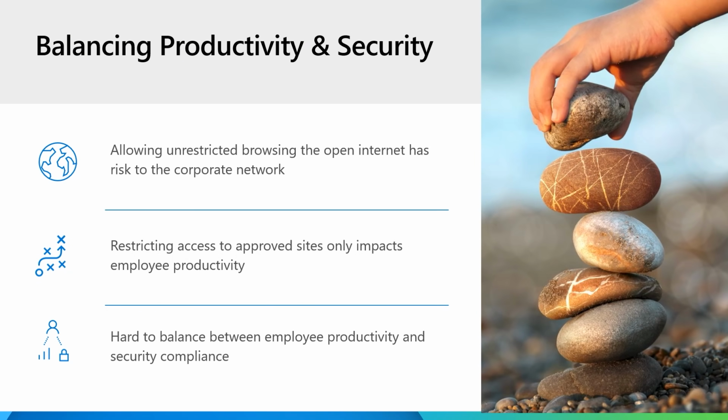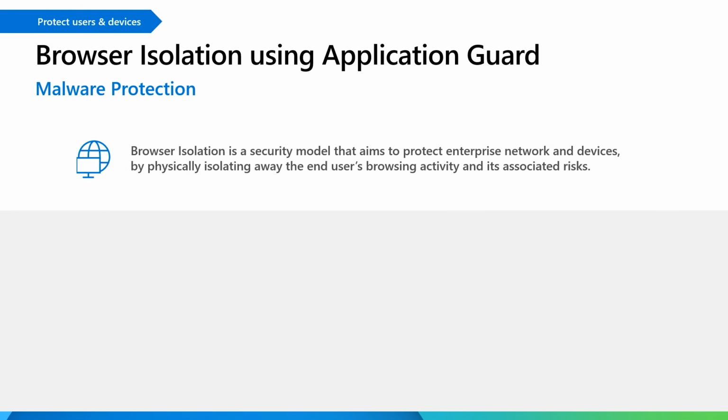For one, allowing unrestricted browsing of the open internet has risks for the corporate network. Also, restricting access to approved sites only impacts employee productivity. And the third thing is that it is hard to balance employee productivity and security compliance. And so one of the answers to this challenge is browser isolation. And that is something that we offer with Microsoft Edge today using Application Guard.